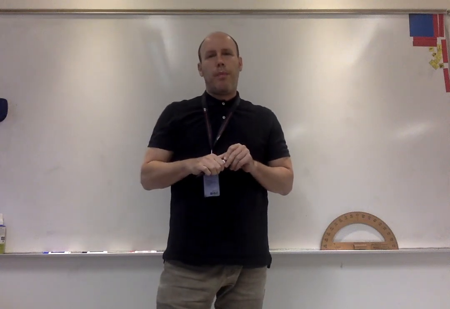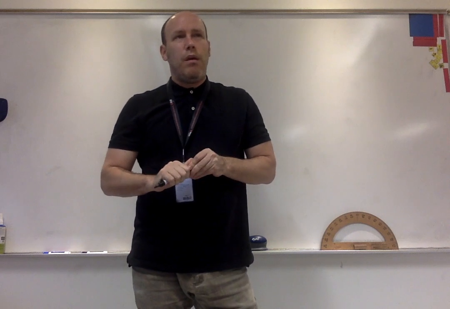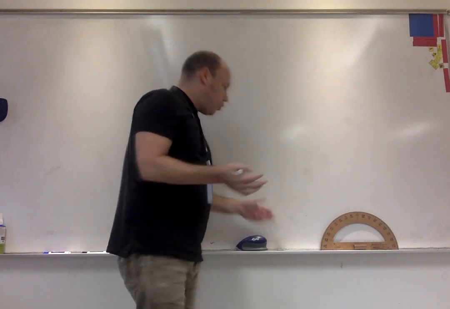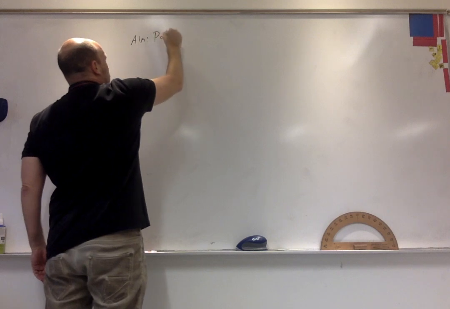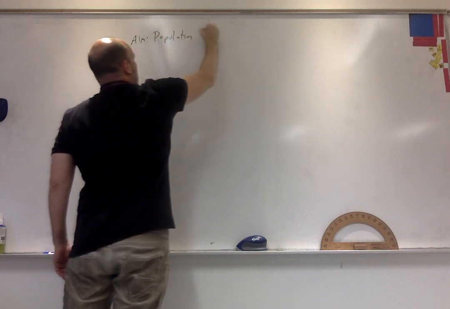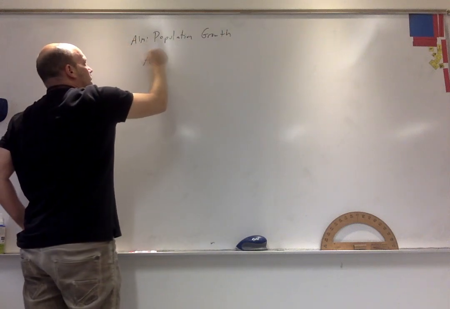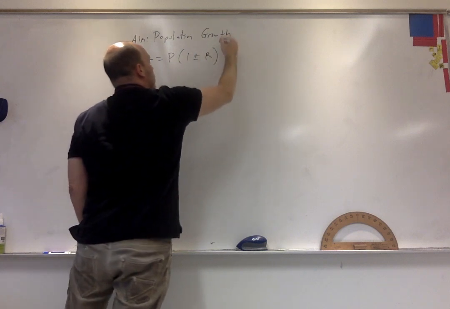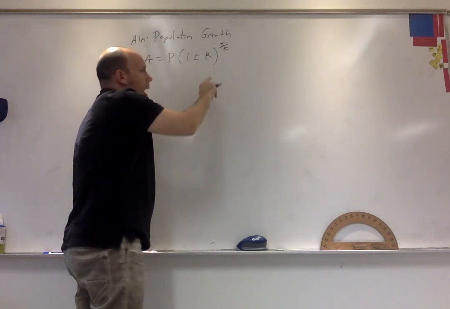Okay, so we're going to do the last unit of exponential growth, or the applications. Now, we already did population growth, so we saw this with the formula, A equals P times (1 plus or minus R) to the T, and we convert it over to K. And then once again, this is not money, so there's no compounding.